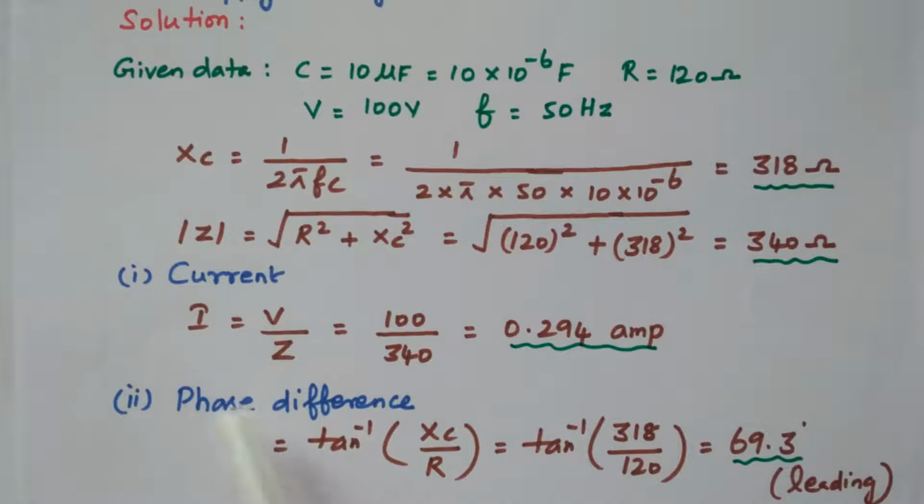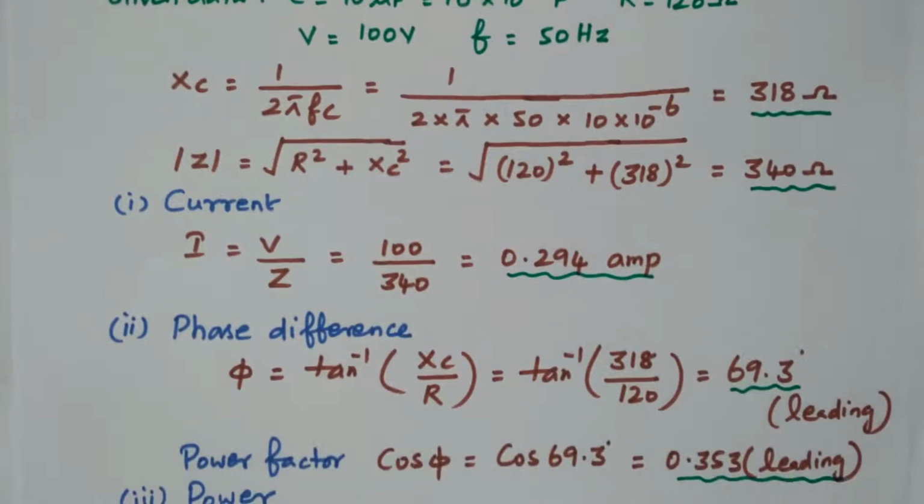So by using that we can calculate the current. Current I equal to V divided by Z. So V is 100 volt. The Z is calculated as 340. So 100 by 340, by simplifying this we got 0.294 ampere. So current flowing through the circuit is 0.294 ampere.